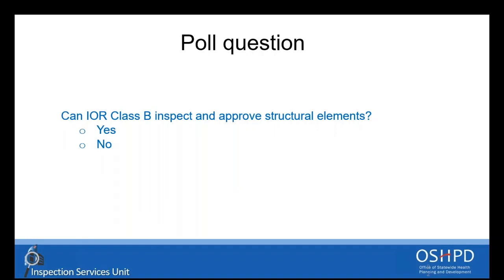So if now I would like to ask you, can the IOR Class B inspect and approve structural elements? Think about it, is it a yes, is it a no? I said already before the difference between Class A and Class B. The answer is no. Class B doesn't inspect the structural elements.